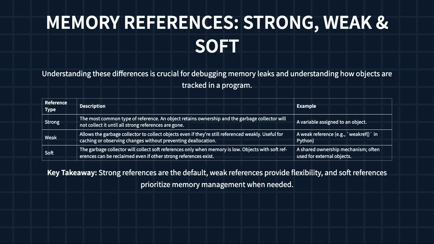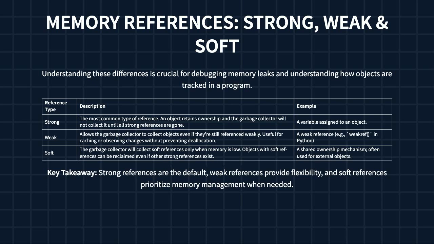Let's talk about how your code holds onto objects in memory. We have 3 main types of references: strong, weak, and soft. Strong references are the usual suspects. They mean that an object is actively being used and won't be cleaned up until it's no longer needed. Think of a variable assigned to an object. That's usually a strong reference.